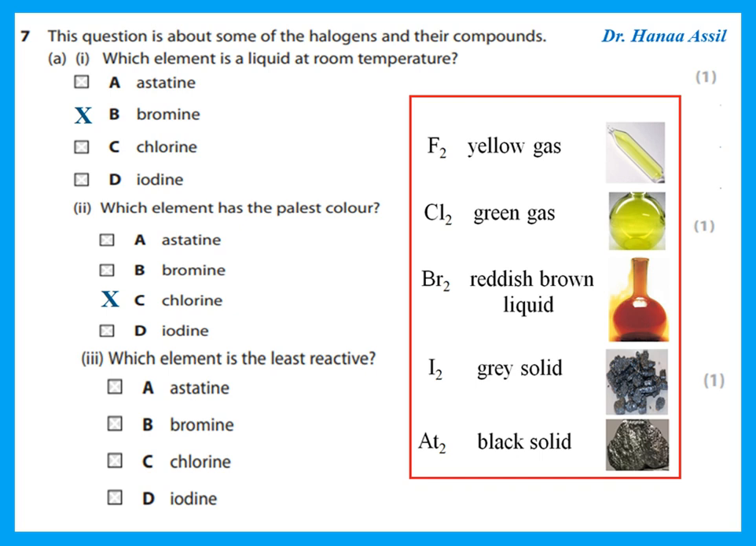Which element is least reactive? What is happening to the reactivity? Remember that reactivity in group 7, the one up is most reactive. So he's asking for which one is least reactive in that list. As we go down, reactivity decreases. So in that list, astatine is the least reactive.